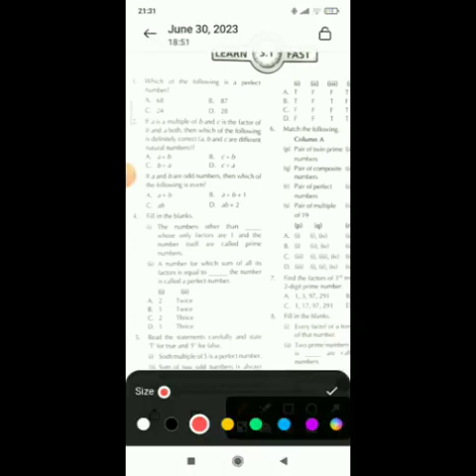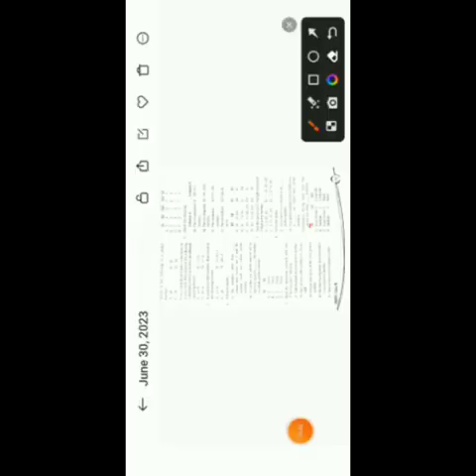At least one factor of 48 is always the perfect number. Let's see. Is it the perfect number? Yes, it is. Because one factor of 48 is 6. And I already told you that 6 is a perfect number. So, it is true.